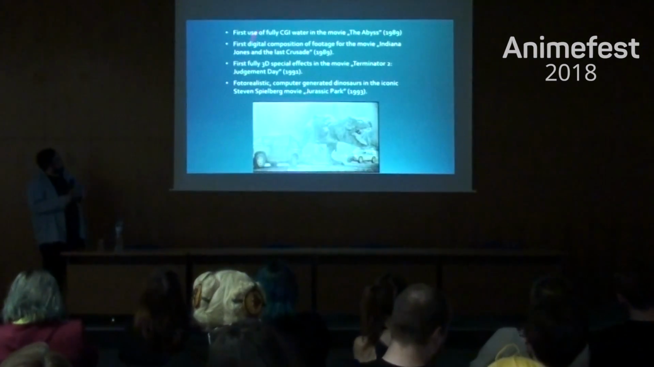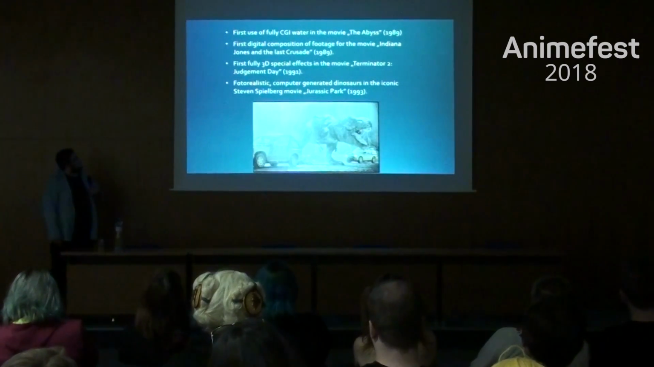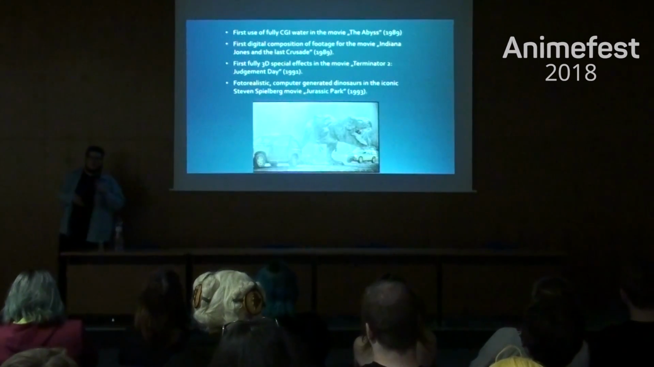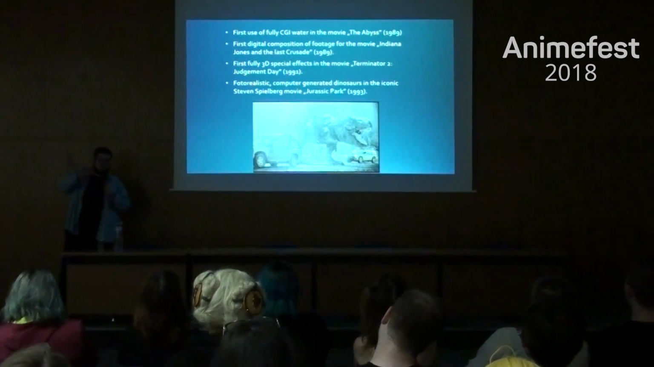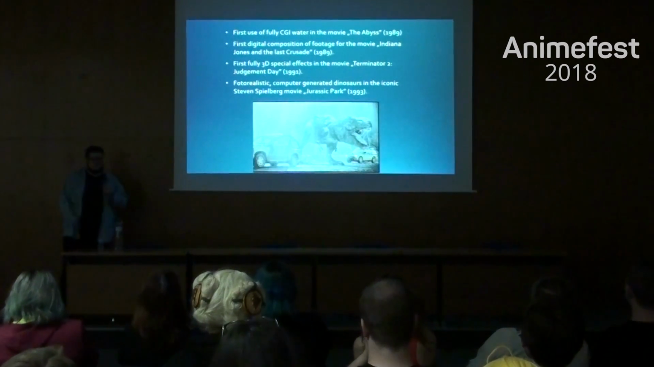Then we have full CGI water in the movie The Abyss in 1989. First digital composition of footage for Indiana Jones in 1989, because previously every composition was made, as I told, for Star Wars, just copied from film to film. First fully 3D special effects in Terminator 2, and dinosaurs from Jurassic Park.